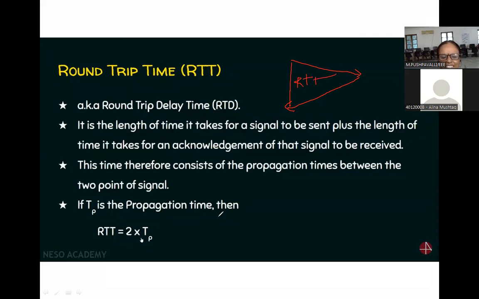They say the round trip time is 2 into TP, where TP is propagation time. We were stating the formula directly, but how we have chosen this 2 TP, we will see later. But you all understand how long I have to wait, not too short or too long. One of the time domain parameters is round trip time.